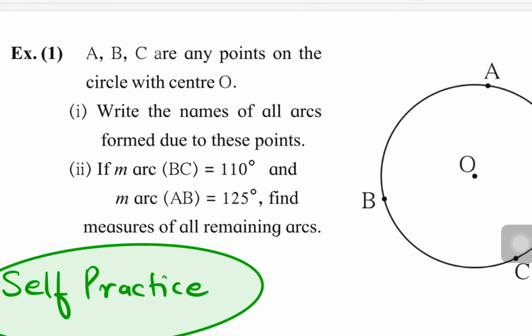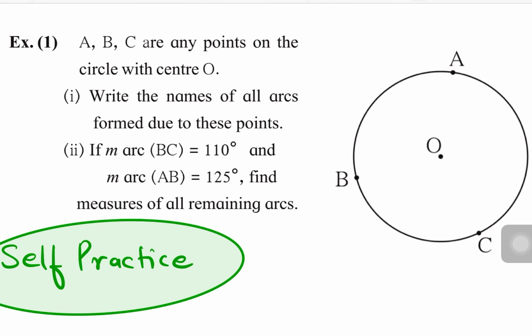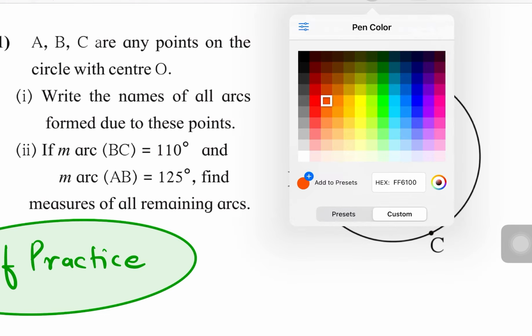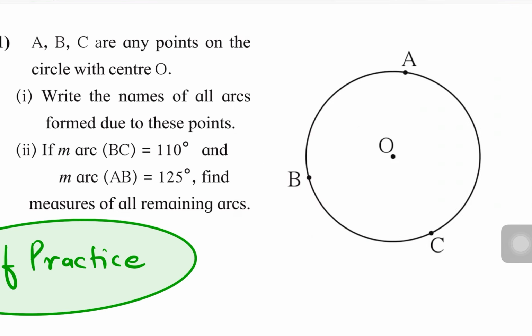The question is, A, B, C are any points on circle with center O. Write the name of all the arcs formed due to these points. You can write the names of the arcs. You can write arc AB. The second is arc BC. The third is arc AC. If measure arc BC is equal to 110 degrees. So BC is given 110 degrees.